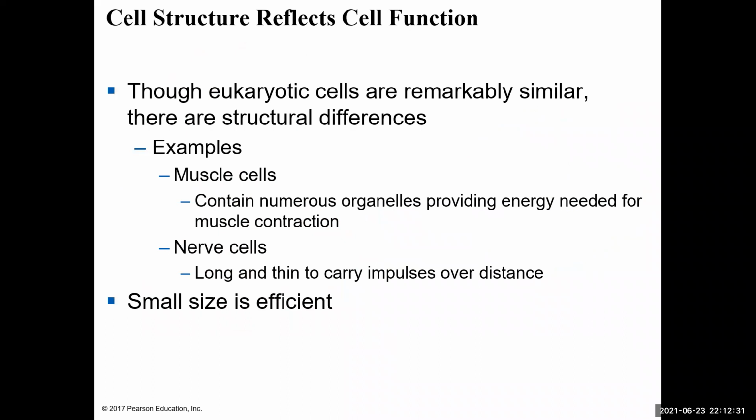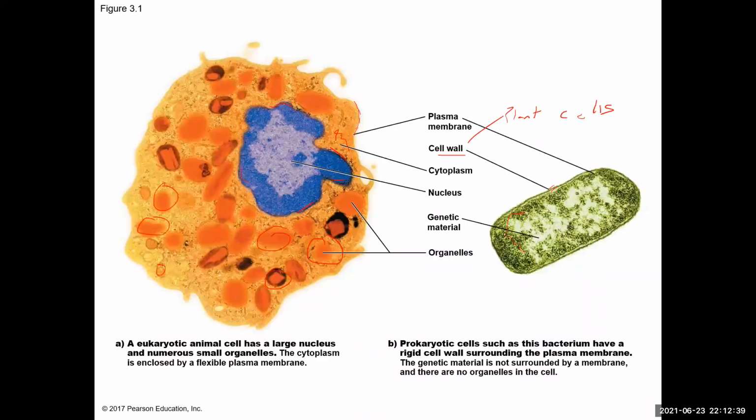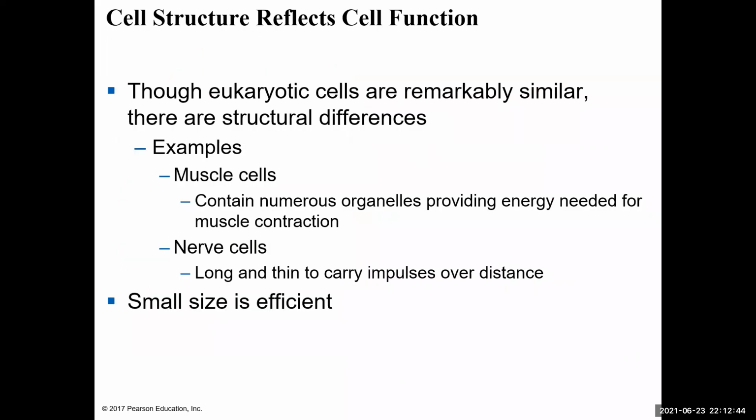Now, even though eukaryotic cells are really similar, right? We have this generality that we say eukaryotic cells have in terms of their characteristics. But even though they're really similar, there are a lot of structural differences within eukaryotic cells. Right? So if you think about it, all the cells in our body are eukaryotic cells. And all of our cells don't look the same. They don't have the same function. They don't have the same role in our body.